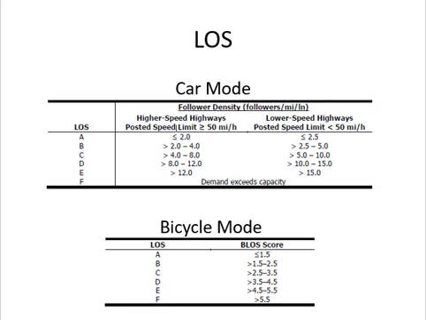Now tell me, if the follower density is 4 and my speed is 70 miles per hour, what is my level of service?